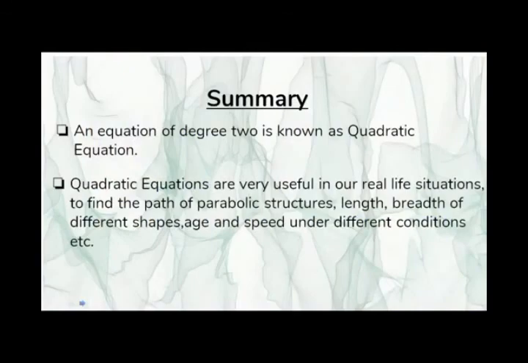Let us summarize what we have studied now. An equation of degree 2 is known as quadratic equation. Quadratic equations are very useful in our real life situations to find the path of parabolic structures, length, breadth of different shapes, age, and speed under different conditions, etc.